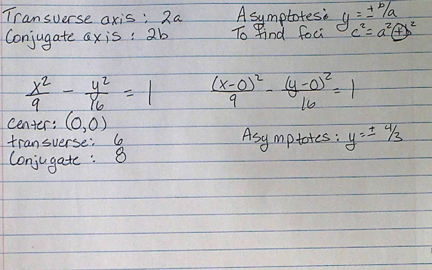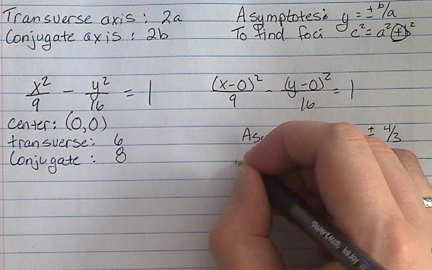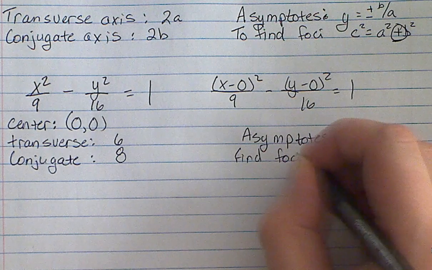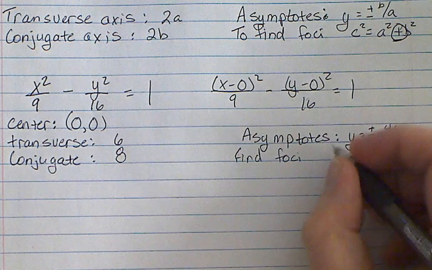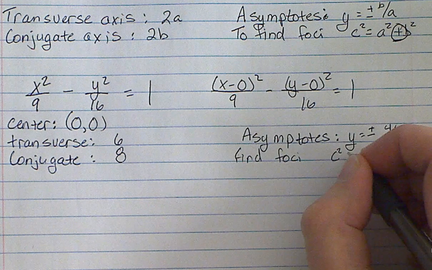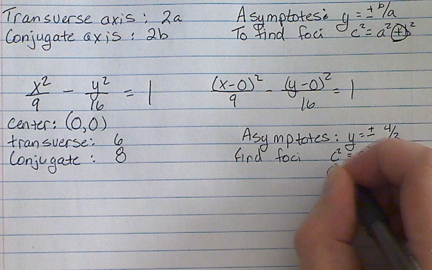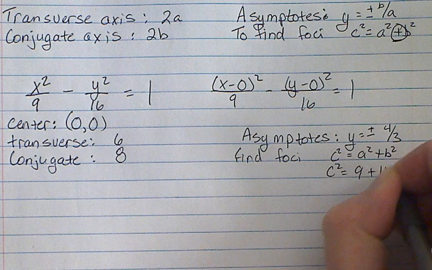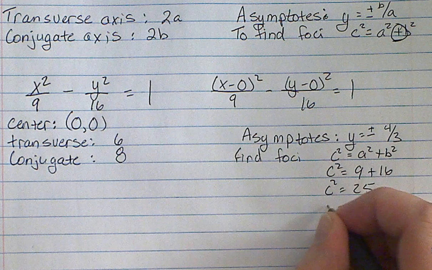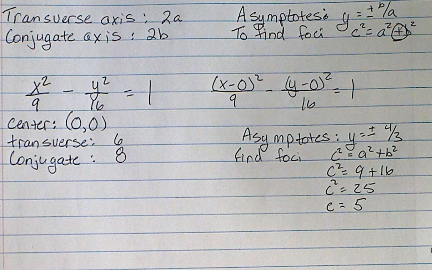And then the last thing is the foci. To find the foci, you're going to do c squared, which is the distance to the focus squared, is a squared plus b squared, so c squared is equal to 9 plus 16. So c squared equals 25. So the distance to the focus c is just 5. And we'll find out what the points of the focus are in just a second when we create this.